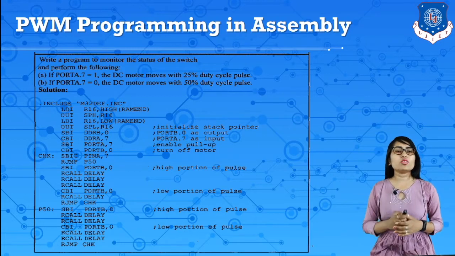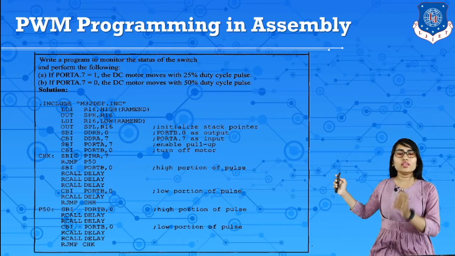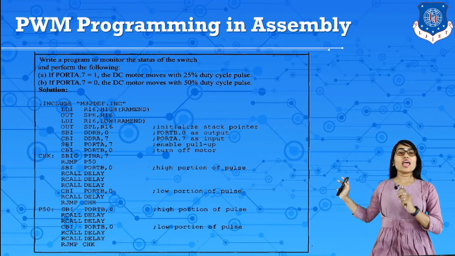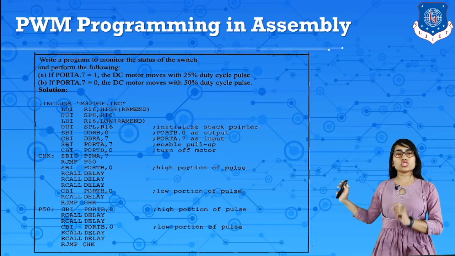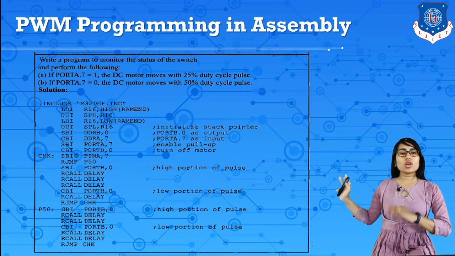So here we have a program. Write a program to monitor the status of the switch and perform the following: if PA.7 is equal to 1, then the DC motor moves with 25% duty cycle, and if PA.7 is equal to 0, then the DC motor moves with 50% duty cycle. So how can we do this?